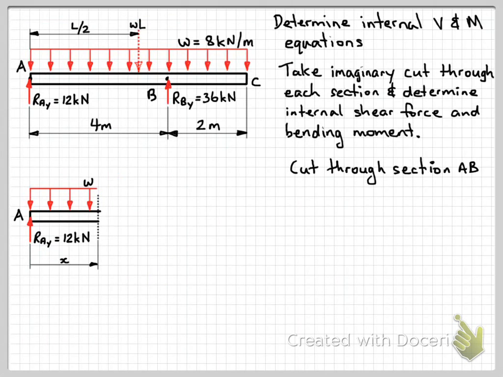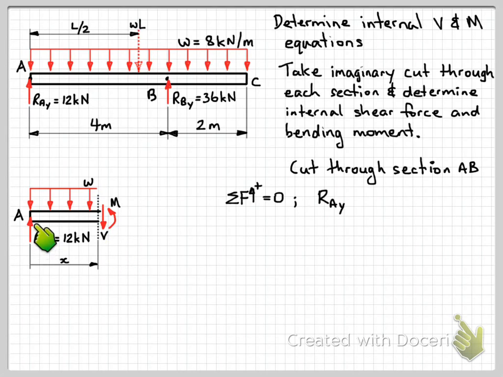Okay, so let's draw those in on our diagram over here. So we'll have our internal shear force acting downwards in the positive direction according to our sign convention, and our internal moment acting anti-clockwise. Right, so now we can write our equations of equilibrium for this free body diagram. We start with the sum of the forces in the vertical direction to calculate our internal shear force.